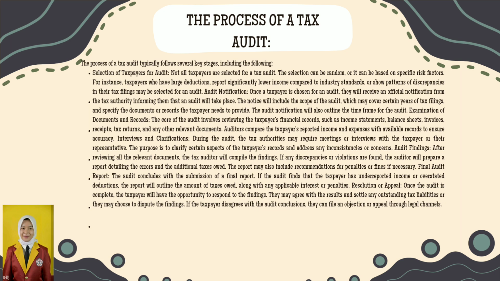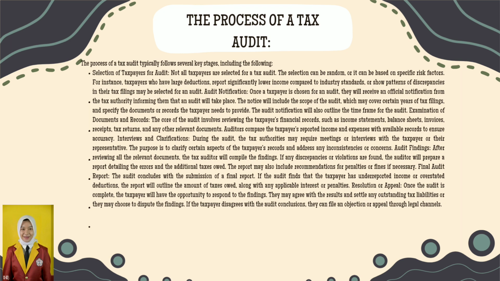Audit notification. Once a taxpayer is chosen for an audit, they will receive an official notification from the tax authority informing them that an audit will take place. The notice will include the scope of the audit, which may cover certain years of tax filings, and specify the documents or records the taxpayer needs to provide. The audit notification will also outline the time frame for the audit.